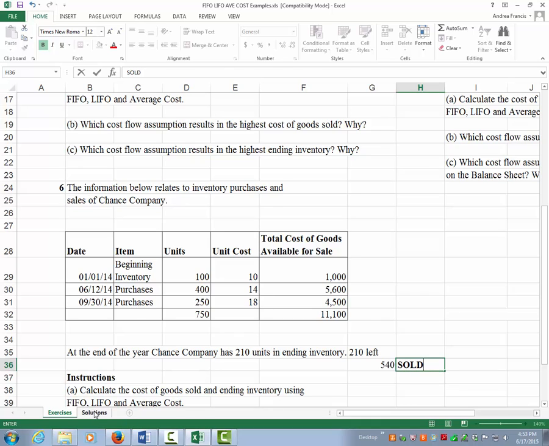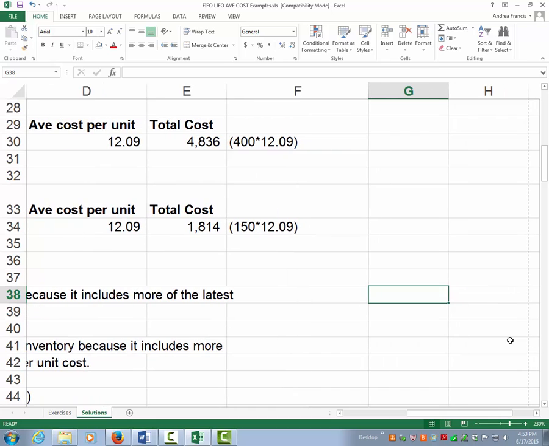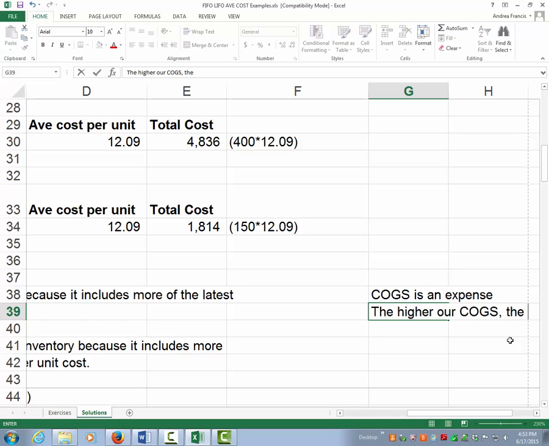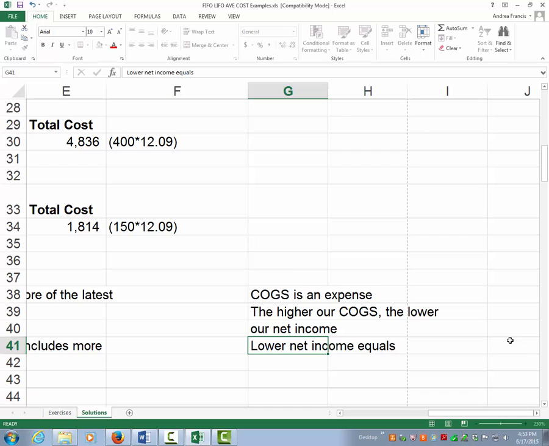One final bit of advice is to remember that there is an interaction here with cost of goods sold and the income statement. Cost of goods sold is an expense, right? And the higher our cost of goods sold, the lower our net income. And lower net income equals lower taxes.